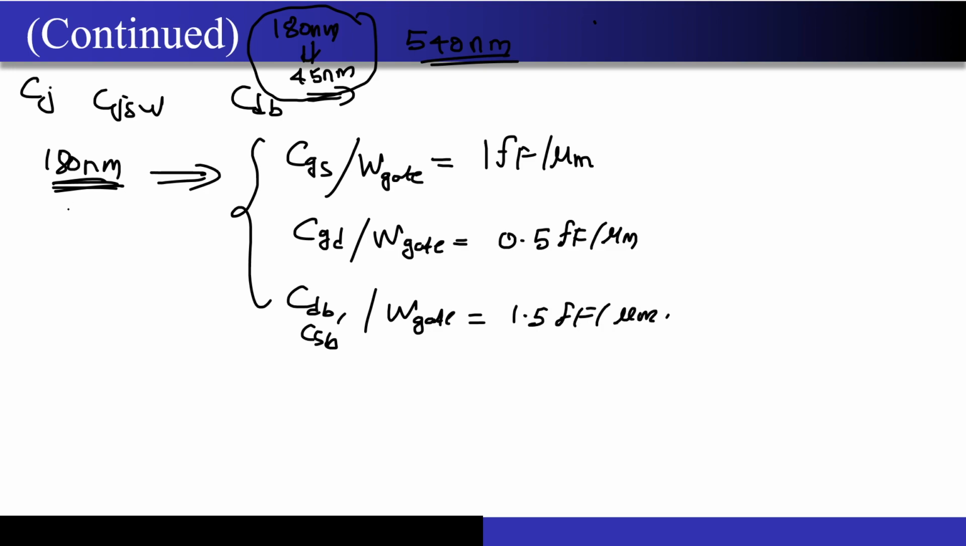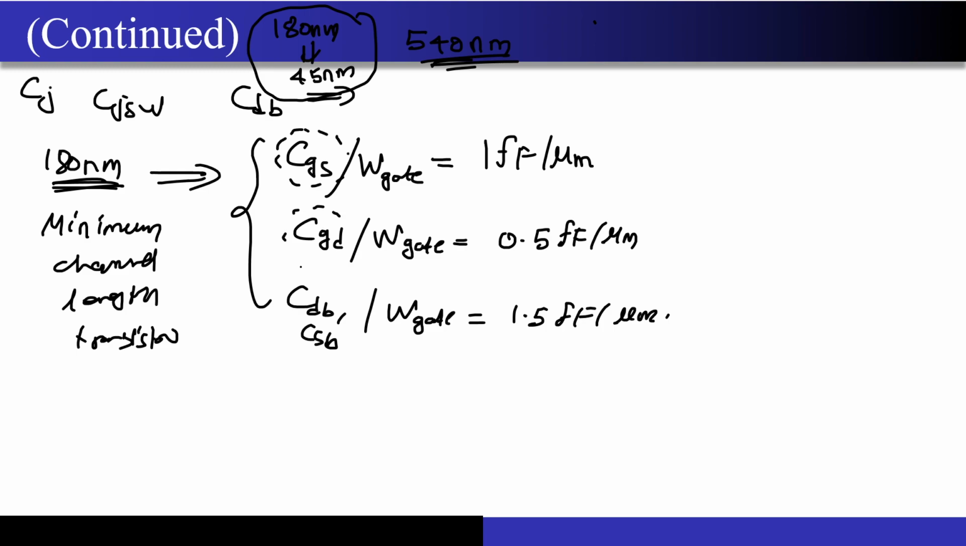Now note, this is only valid for minimum channel length transistors. Now if you scale your L, if you increase your L by 3x, you definitely know what happens to CGS and CGD. Correct? They directly scale with W into L. But what about the CDB and CSB?